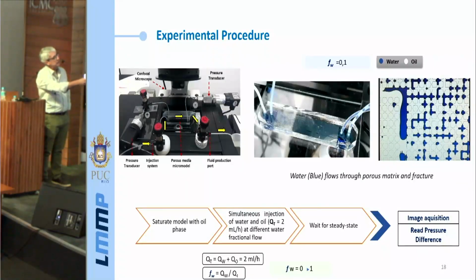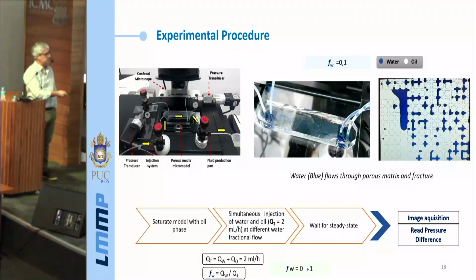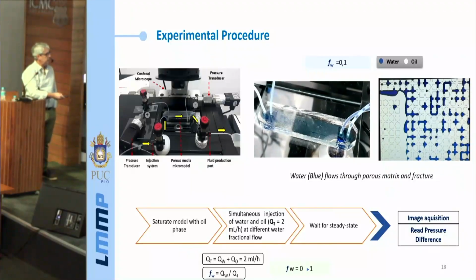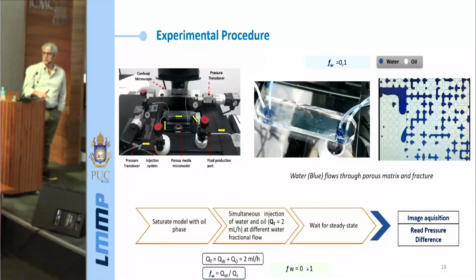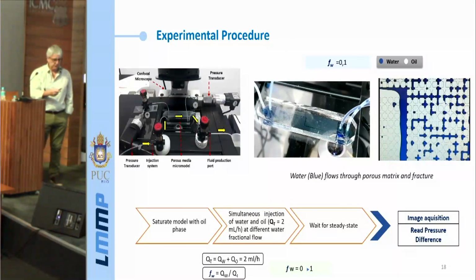Oil is transparent. So you can see the water and oil flowing through the VUGs and also flowing through the porous matrix. And the experimental procedure is exactly the same. We vary the fractional water flow, keeping the total flow constant. And then we go from a fractional water flow from 0 to 1. When we reach steady state, we get the images and we get the relative permeability curves of these fractured media.